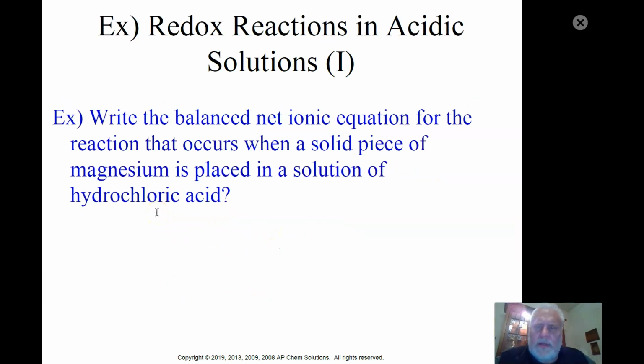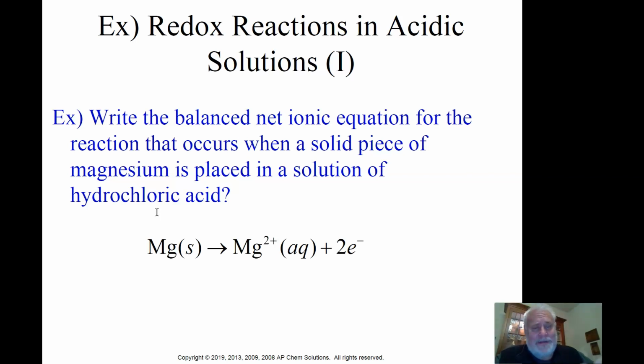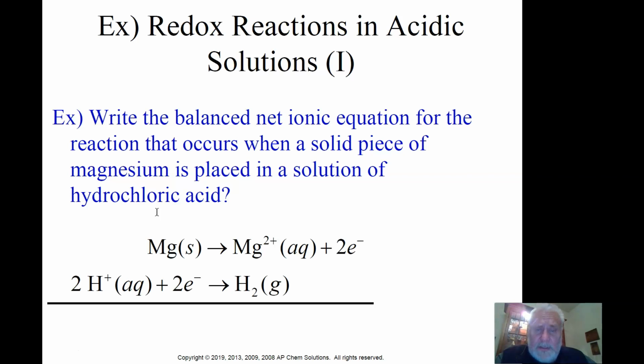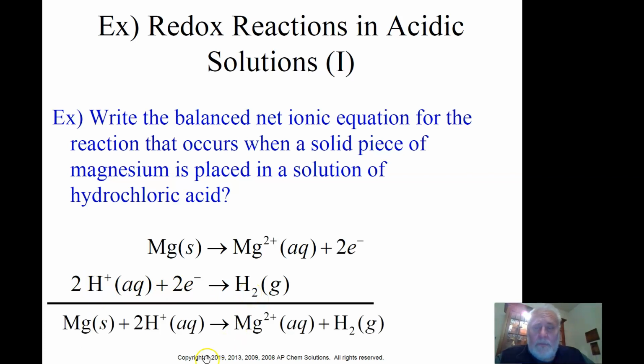So when we look at an example, you're writing a balanced net ionic equation for magnesium placed in a solution of hydrochloric acid. So there's magnesium. Obviously, the solid then can get its electrons pulled away from it. There's your LEO. There's your hydrogens. Put the 2 electrons for the 2 hydrogens, giving you H2. And that's how magnesium will react with 2 H pluses to form magnesium ions and hydrogen gas. So that's why when metals are placed in acid, they tend to bubble up hydrogen gas. Again, another great example of oxidation reduction.